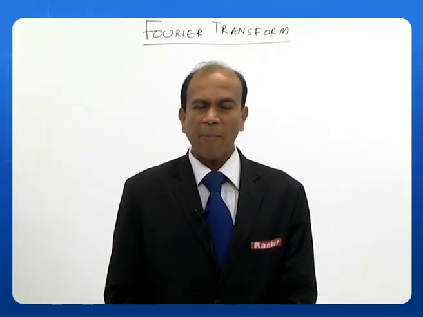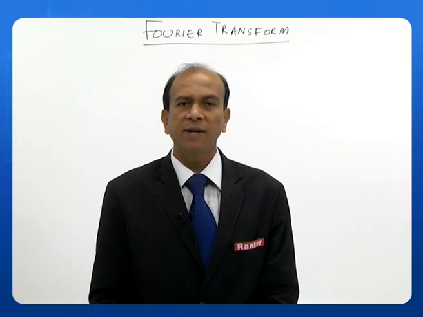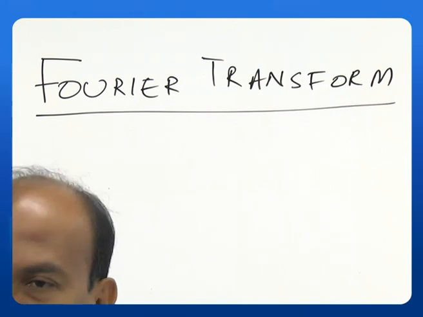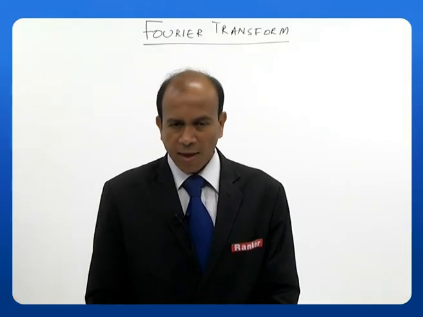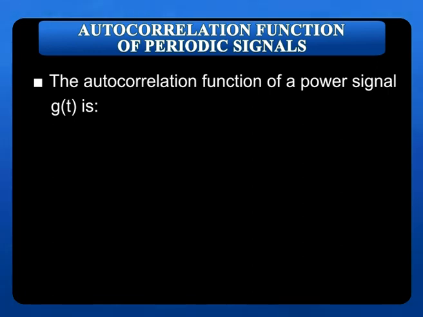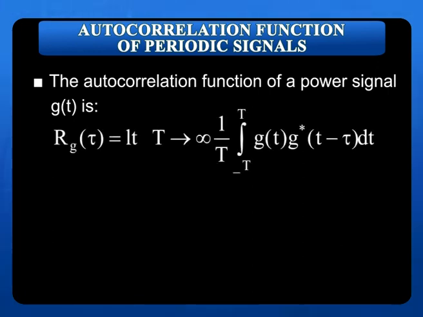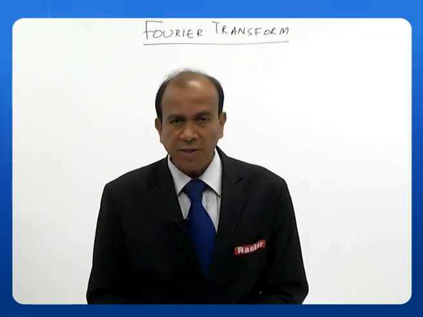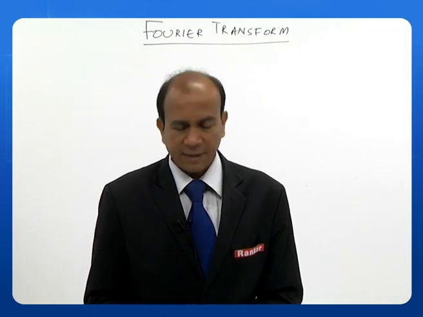As we all know, power signals generally are periodic signals. So, if I calculate the autocorrelation function of a periodic signal, that is also applicable to a power signal. What is the autocorrelation function of a power signal? Rg of tau is given by the limit as T tends to infinity of 1 by T times the integral from minus T by 2 to plus T by 2 of g of t g star of t minus tau dt. Here Gp indicates that this is a periodic signal, and it will be equal to 1 by T naught times the integral from minus T0 by 2 to plus T0 by 2 of Gp of t Gp star of t minus tau dt. Now, this is the autocorrelation function of a periodic signal.